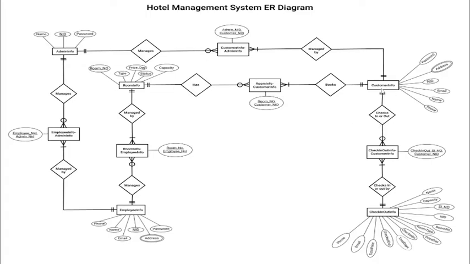Then finally, there is a relationship between customer information and check-in out information. So the customer can check in into zero to many check-in out information entities. One customer or many customers can also check in or out by a single check-in out information entity.